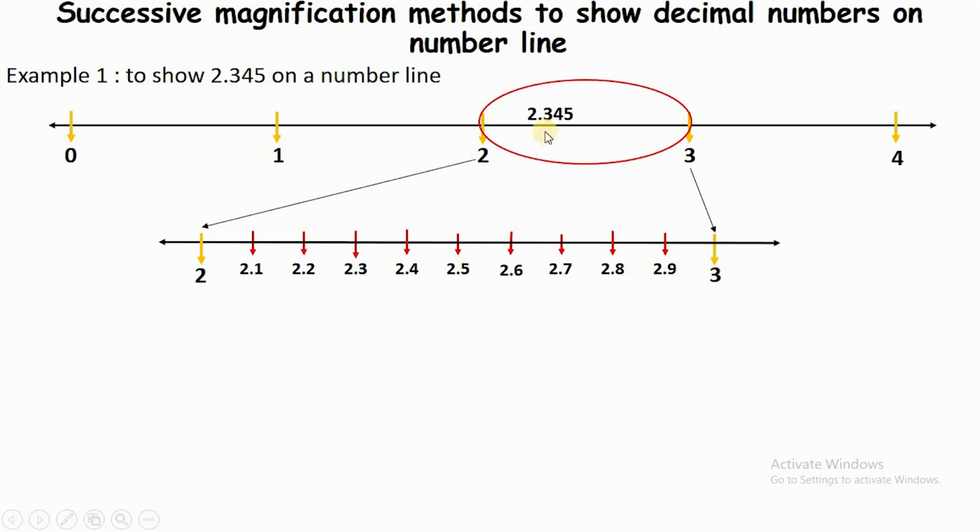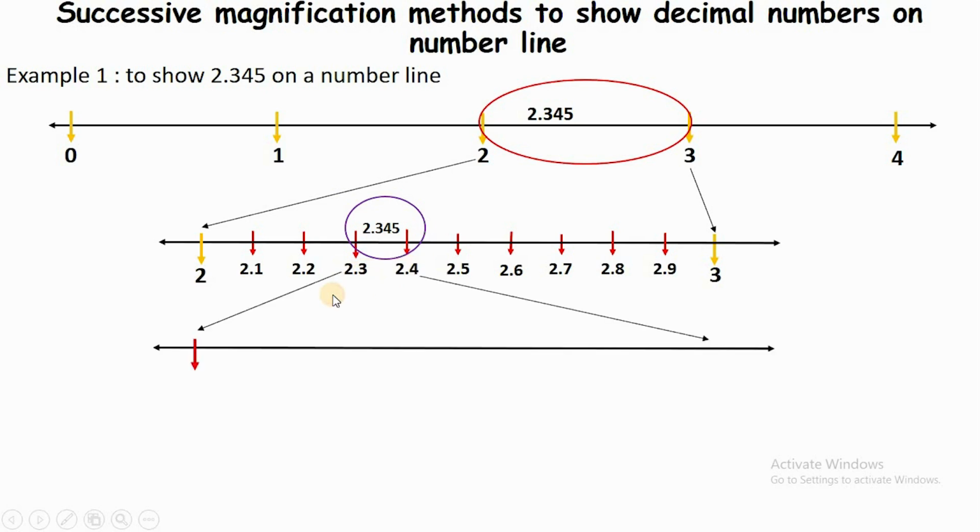So again we'll see that 2.345 lies between 2.3 and 2.4. Since 2.345 is more than 2.3 and 2.345 is less than 2.4. So this lies between 2.3 and 2.4. Now we are going to zoom in on this portion of the number line, that is 2.3 and 2.4.